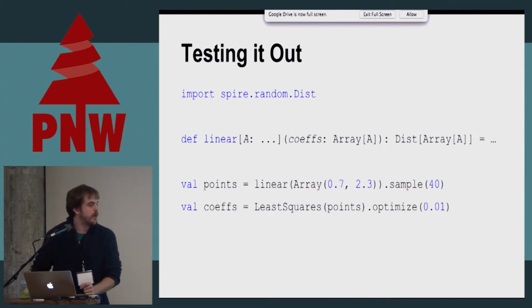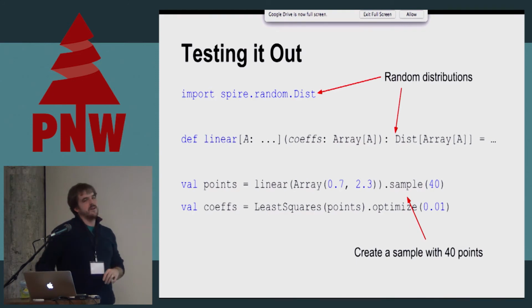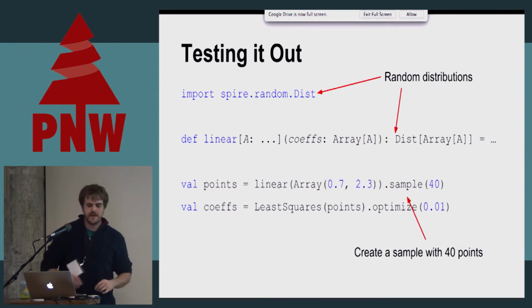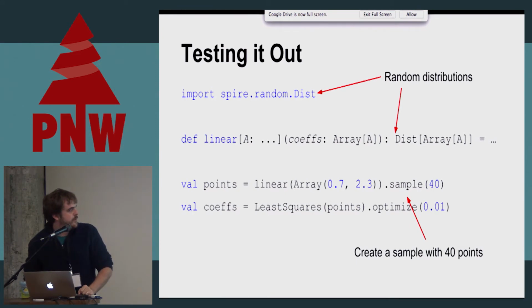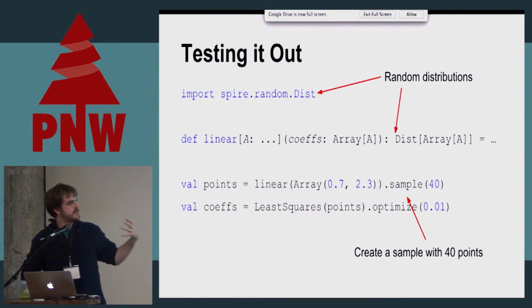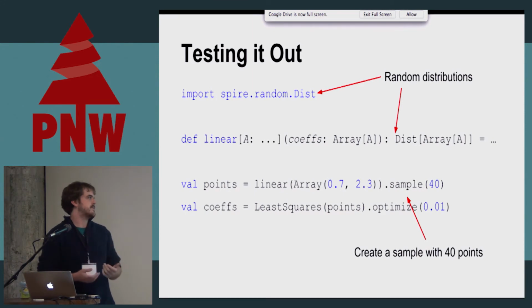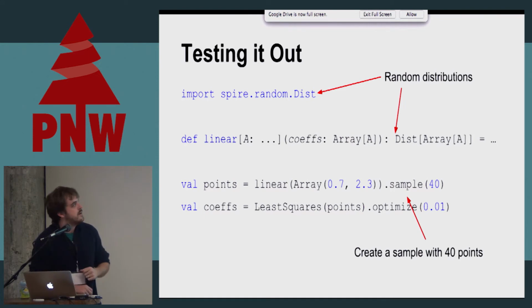So now we just actually want to run this and see how it works on a set of points. This isn't too important to notice, but I want to point out that Spire has a random package which Eric created, which is really nice. The most important thing here is this Dist class. If you have a Dist of arrays of A, it means you have a distribution of arrays of type A. And we can sample from this distribution and get a bunch out.